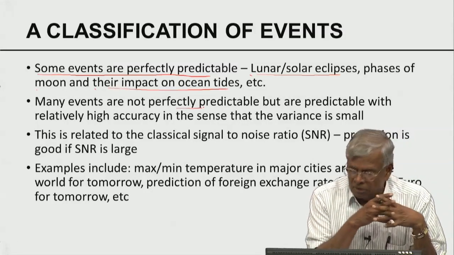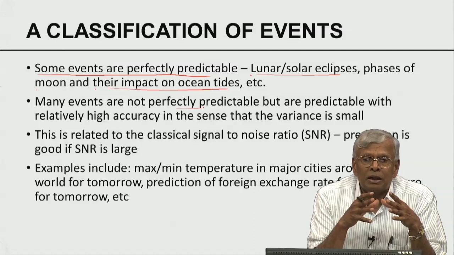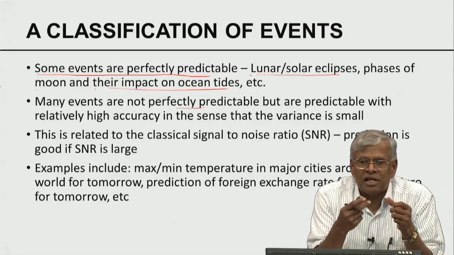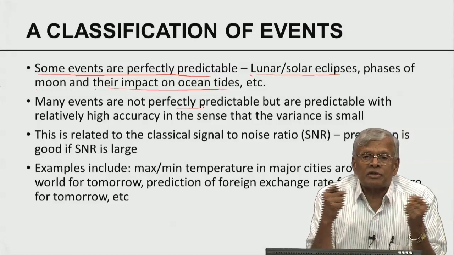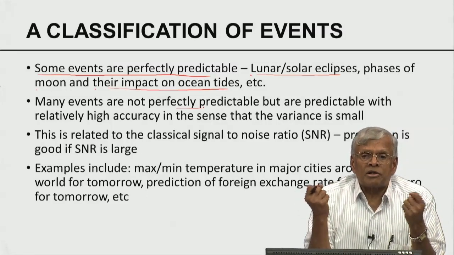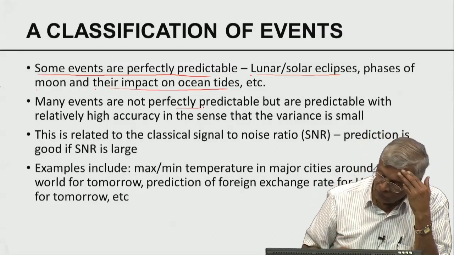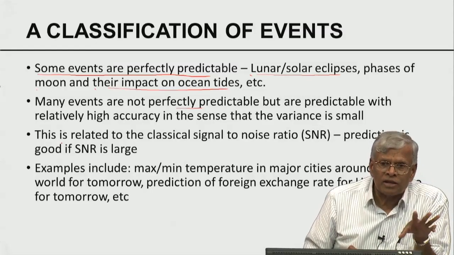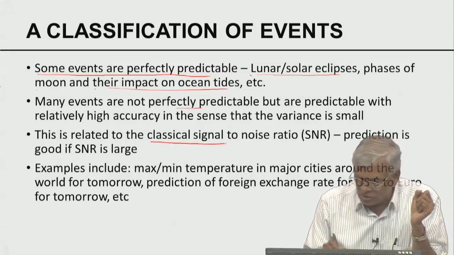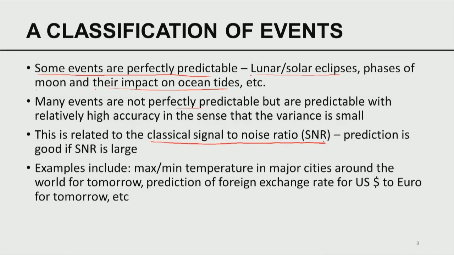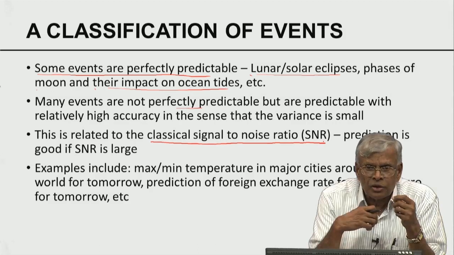What do you mean by not perfectly predictable? Because when you go from deterministic to stochastic, the variance matters. If the variance of the prediction is large, then the quality of prediction is low. If the variance of prediction is low, the quality of prediction is high. So in general, within the stochastic framework, this is related to the classical signal to noise ratio. So a prediction is good if the signal to noise ratio is large. Why is that? The numerator is signal, denominator is noise. If the noise is low, the signal to noise ratio is high.